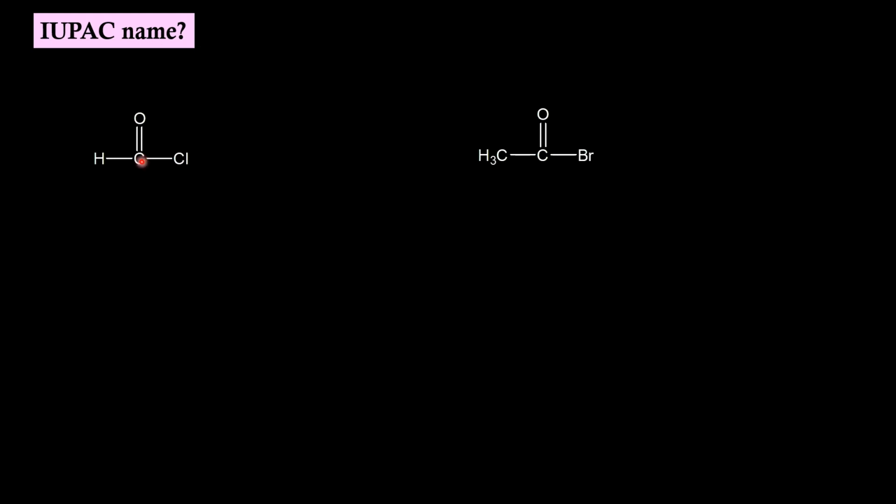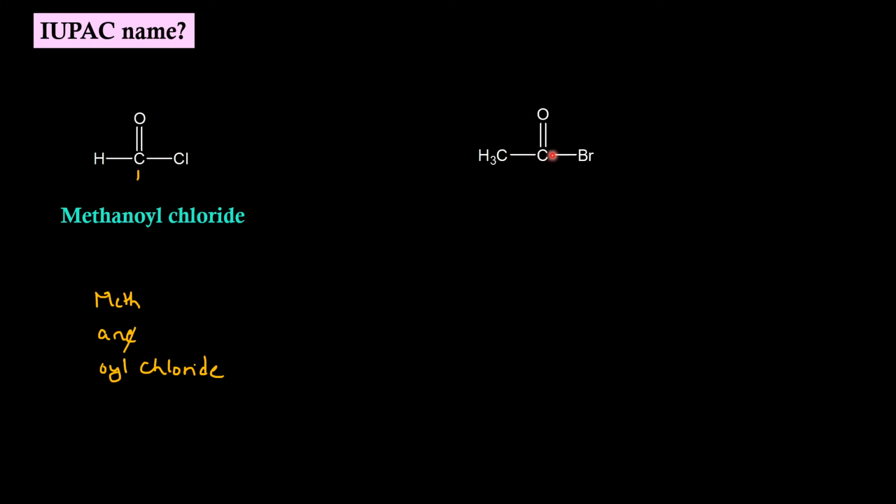In this molecule, this portion indicates the acyl chloride. We have only one carbon atom as a part of the parent chain. So this will be numbered 1. So the root word will be meth. Primary suffix is ane. Secondary suffix is oyl chloride. Since the O of the oyl chloride is a vowel, we have to drop the E of the primary suffix. So the IUPAC name will be methanoyl chloride.